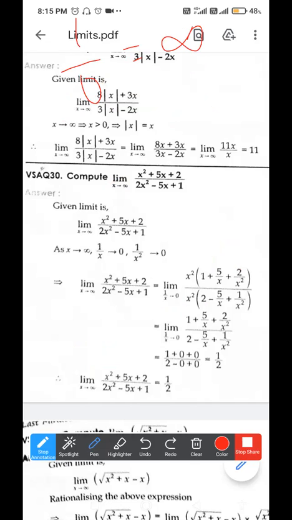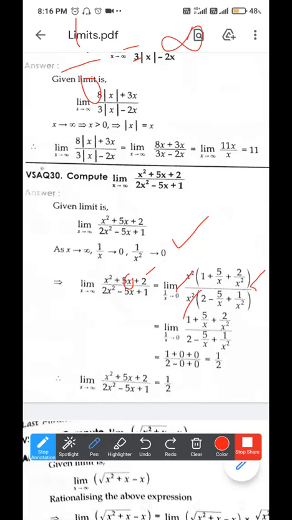Now x tends to infinity, so 1 by x tends to 0, and 1 by x square tends to 0. The key is we have to take x square as common. So take x square common. From 5x, we have to divide it by x square. One x will get cancelled from the numerator and one from the denominator. We will be left with 5 by x. Similarly, if you take x square from 2, you have to divide it with x square. Clear? Then this x square and this x square will also get cancelled out.